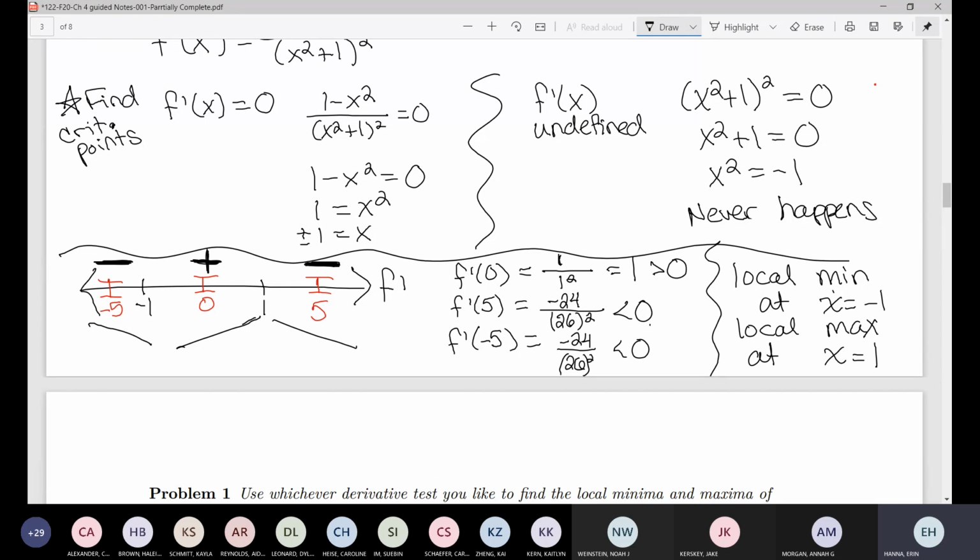The 26, did I do something stupid? No, I didn't. Okay, so when I plug in 5, Catherine, we're plugging into the denominator, which is x squared plus 1. So 5 squared is 25, plus 1 is 26.